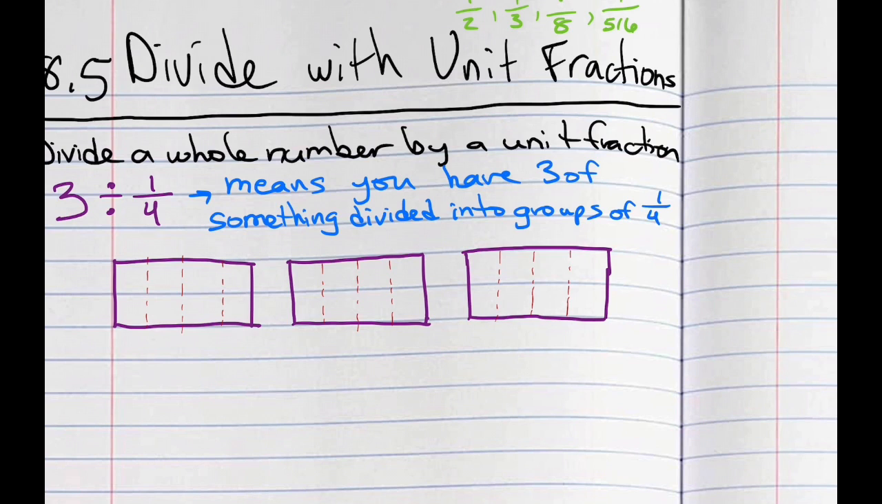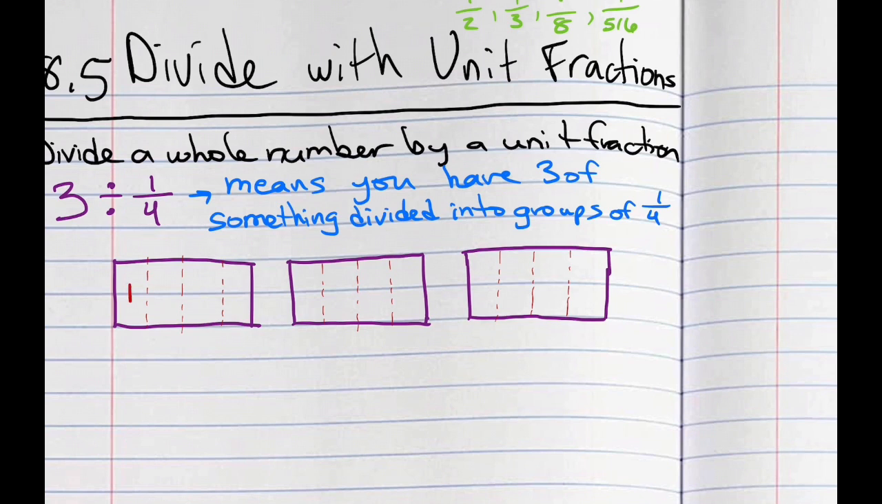Now I want to be careful here. I'm not dividing by 1/4, or I'm not dividing by 4. Sometimes people like to say I'm dividing by 4 because I split it into 4 pieces. The difference here is if I'm doing 3 divided by 4, that means I'm taking 3 and I'm sharing it with 4 people. I'm not doing that. In this situation, I've got 3 and I'm breaking it up into groups of 1/4.